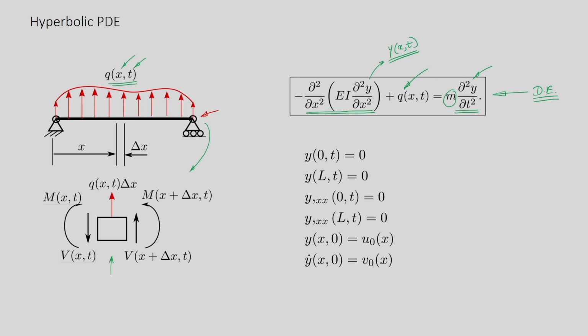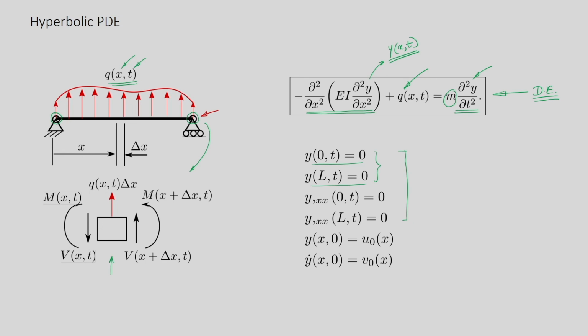Now we need the boundary conditions and initial conditions. So here are the four boundary conditions. For the problem in hand, I have considered a simply supported beam. So at both ends, at x equal to 0 and at x equal to L, the beam is pinned. So the displacement in the vertical direction is completely restricted. So the first two conditions are that y at x equal to 0 for all time and y at x equal to L for all time t has to be equal to 0.